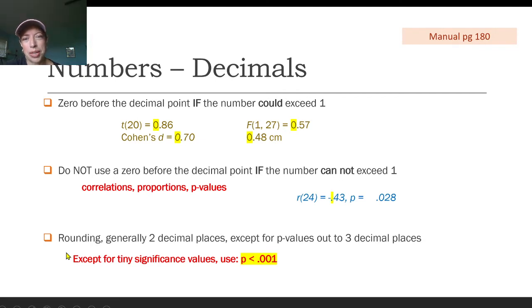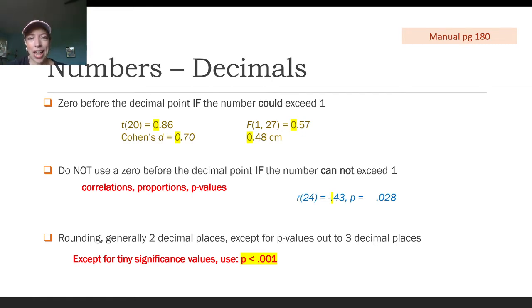And the last bullet point on here, we usually round, as a general rule, all numbers that are decimals to only have 2 numbers after that decimal point. The exception being correlations, proportions, and p-values. In those cases, we use 3 numbers after the decimal. Now, correlations, you can do 2 or 3. P-values, we generally do 3.